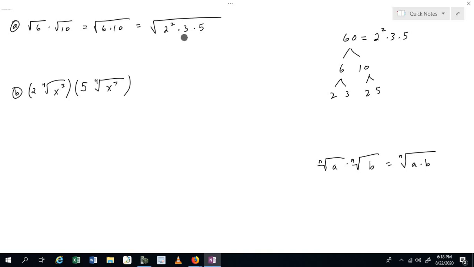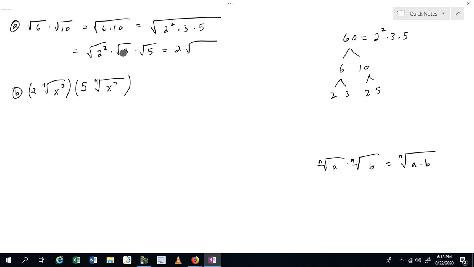Then we can break this up into 3 different square roots using this property again. So this is the same as the square root of 2 squared times the square root of 3 times the square root of 5. And now notice you can actually simplify this. The square root of 2 squared is simply 2.